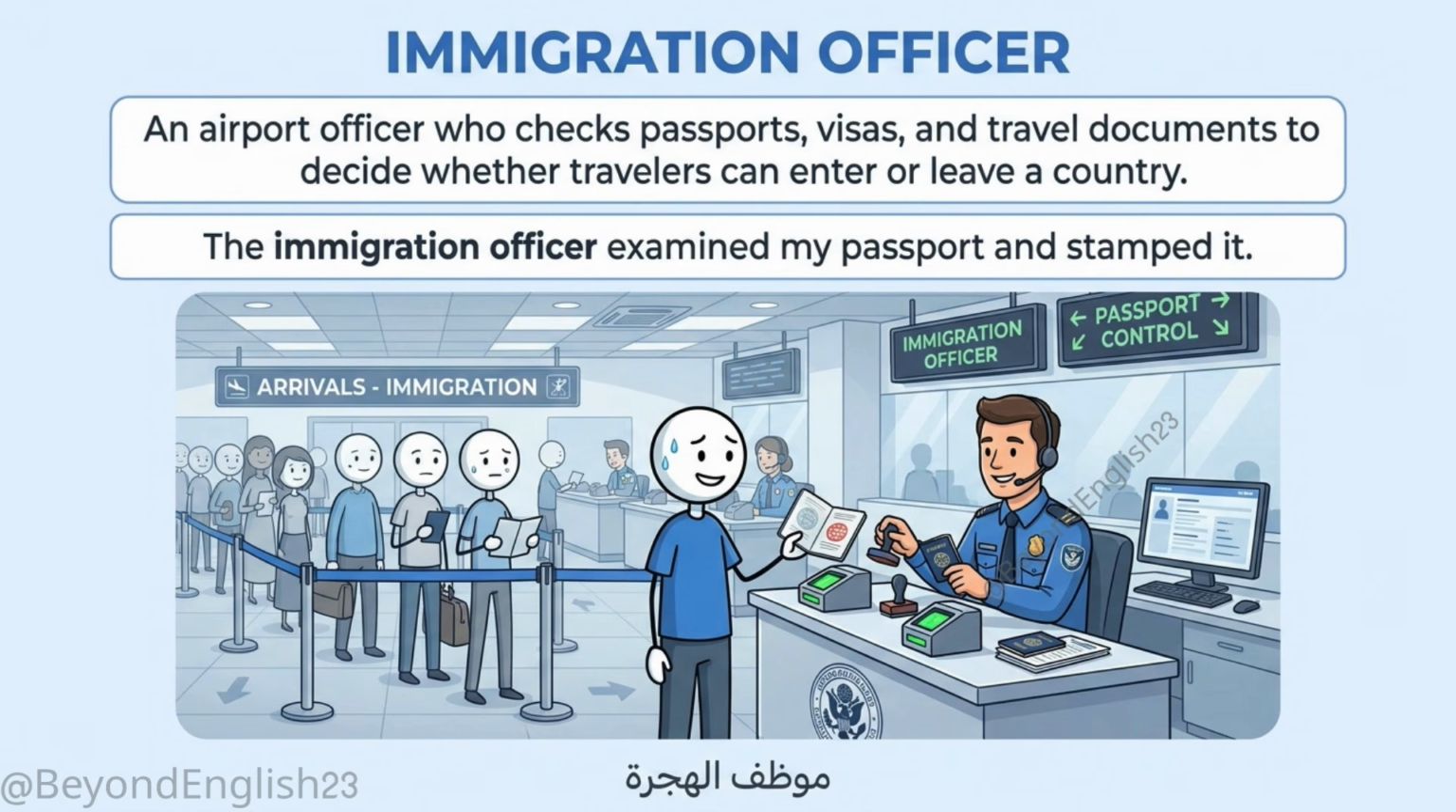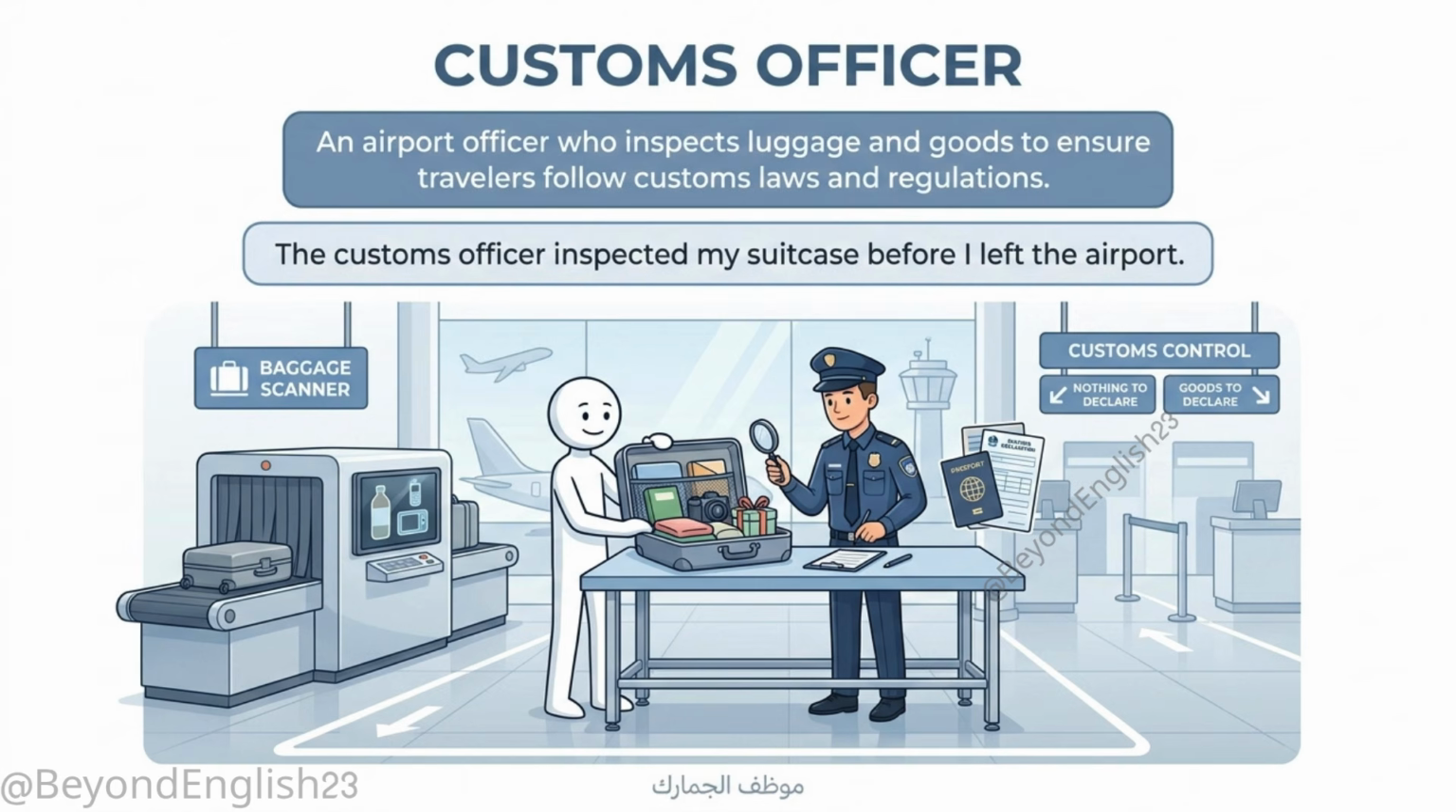11. Immigration officer. An immigration officer is a government official who checks travelers' passports, visas, and documents when they enter or leave a country. Example: the immigration officer checked my passport before allowing me to enter the country.